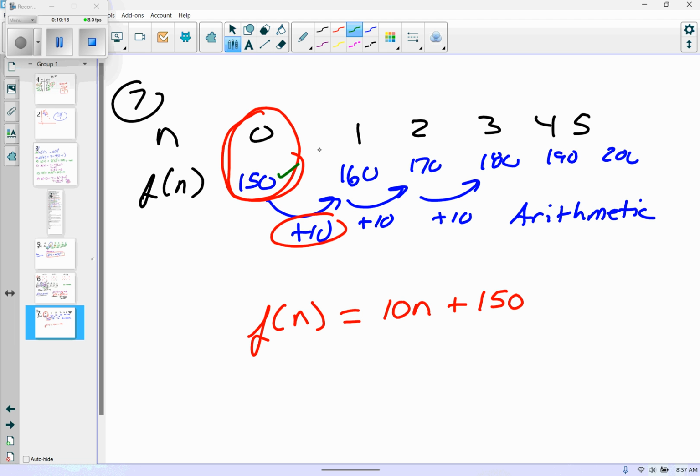That worked. Let's see if I plug this 1 in, if it works. 10 times 1 is 10. 10 plus 150 is 160, so on and so forth. So that works. So this is our explicit function, and our recursive function would be last plus 10.